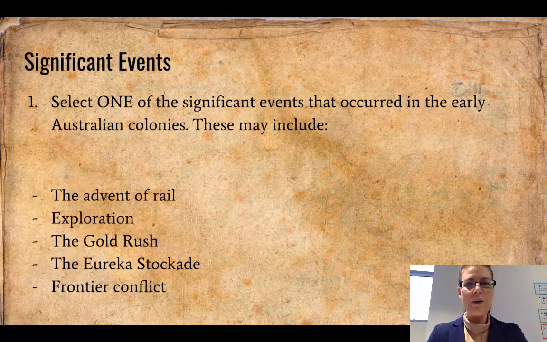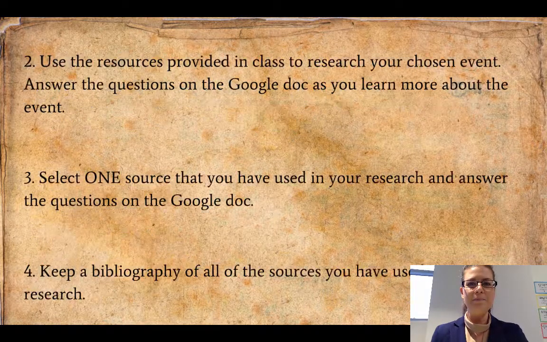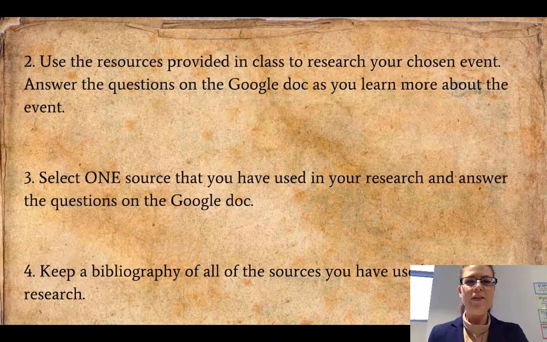The first thing that you are going to do is research a significant event. And you're going to choose one of the events from this slide. I won't go through them, you'll do that in class. So you're going to choose an event. The second thing you are going to do is use the resources that we provide to you and your own research, so using the internet and other sources as well, to find out more about that particular event.